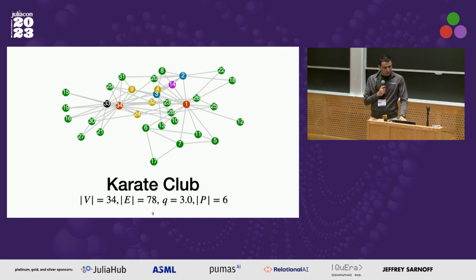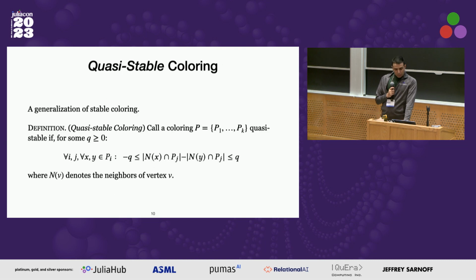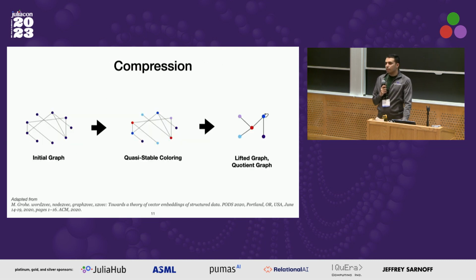Cool. So the idea here, right? Classically, these color refinement techniques have been used for isomorphism testing. That was the most famous application. But here, we want to use them for something very different. So the trick is we want to do dimensionality reduction using these colors.